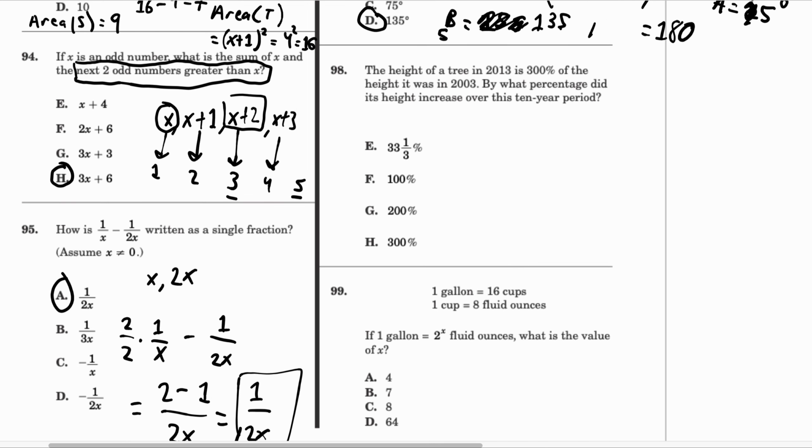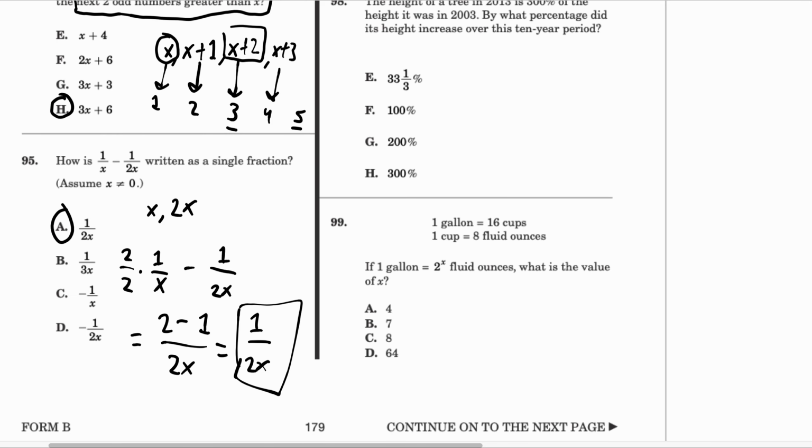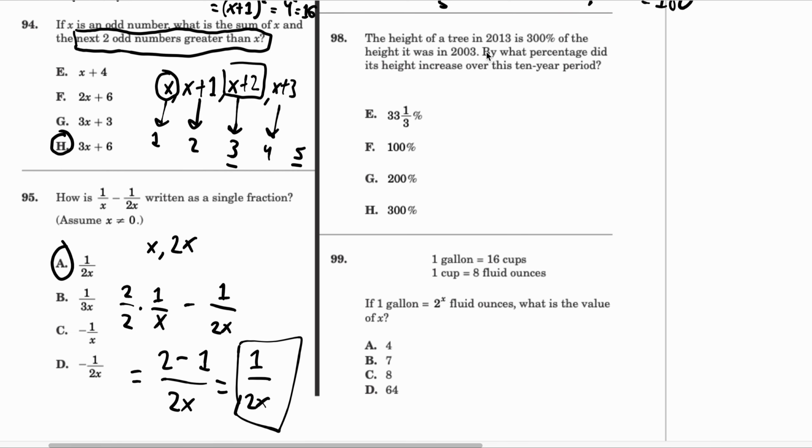Okay, so now 98. So we have the height of a tree in 2013 is 300% of the height that it was in 2003, and we want to know by what percentage did its height increase over this 10-year period.